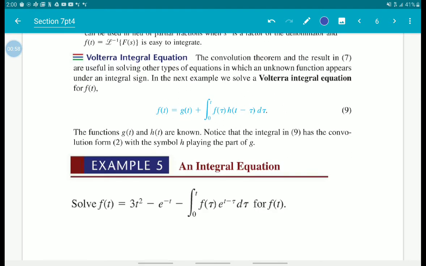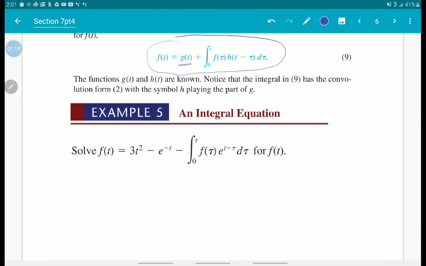So let's talk about integral equations. The convolution theorem in our previous results can lead us to solve something called a Volterra integral equation, which is going to look like this. So notice we're going to have some function in front here, and then we're going to have this. This can be rewritten as a convolution. So let's look at how we're going to solve something like that.